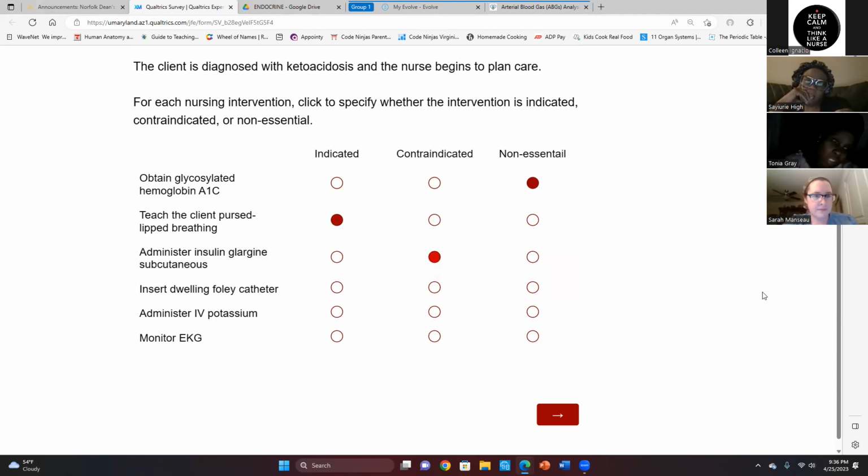Okay. Inserting an indwelling Foley catheter: non-essential. I don't care for it. He's peeing.